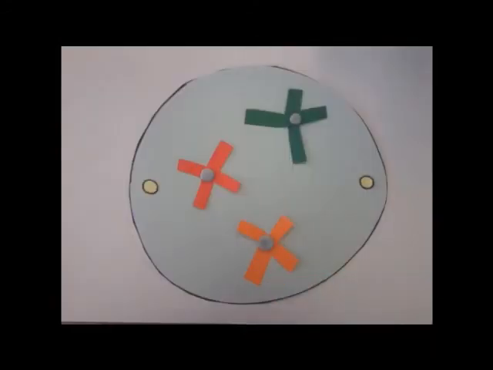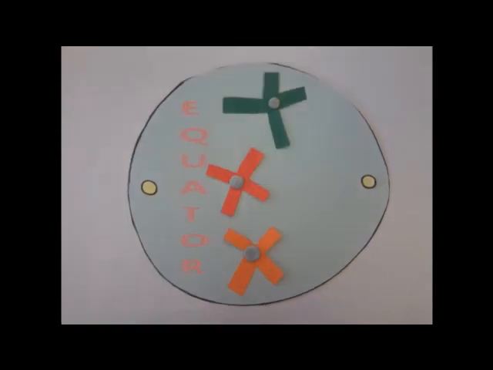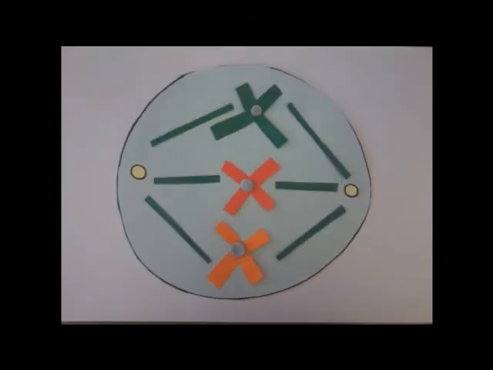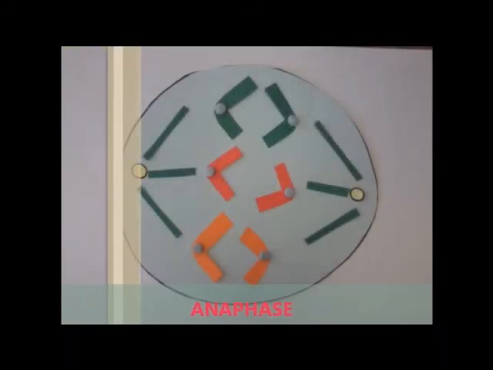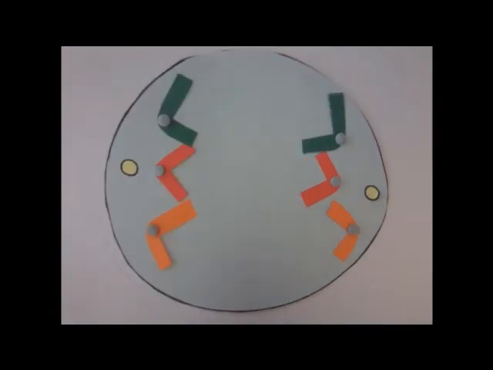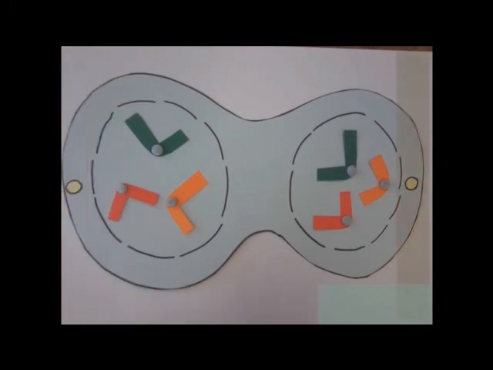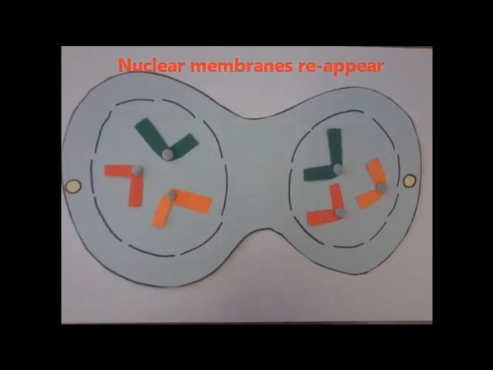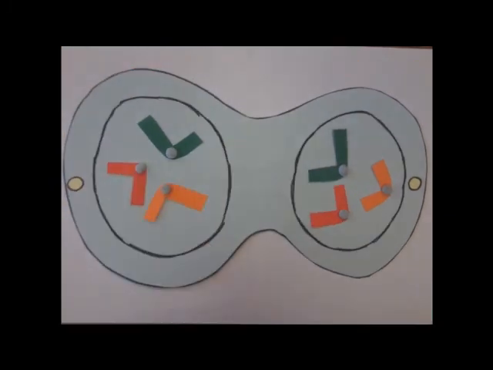At metaphase, the chromosomes line up at the equator of the cell. They become joined to the spindle fibers of the centrioles. In anaphase, the sister chromatids are pulled apart when the spindle fibers contract. Telophase is the last phase. This is where you end up with two genetically identical daughter nuclei.